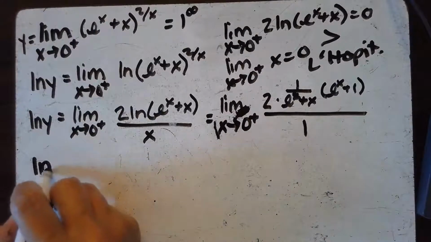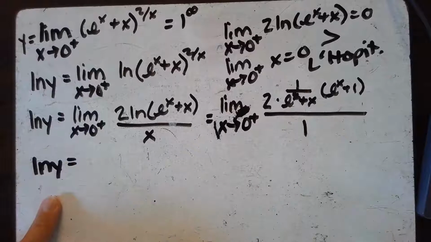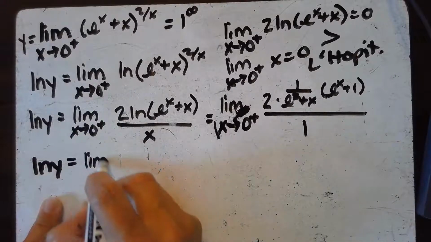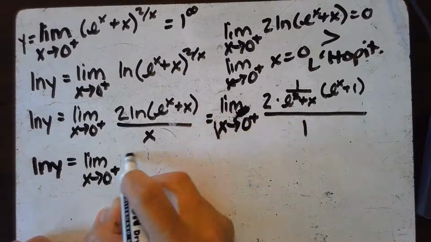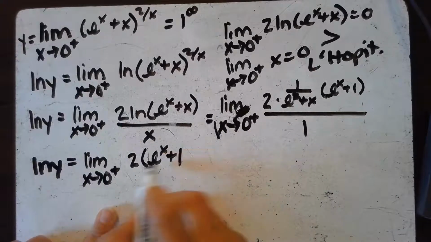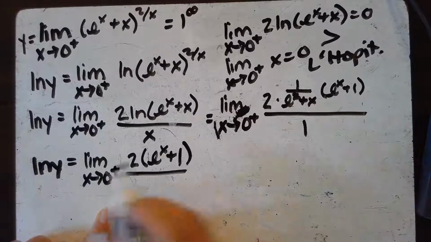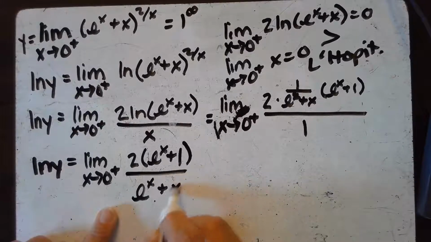So now remember, this is ln of y. I'm going to rewrite that. So this equals the limit as x approaches 0 from the right of 2 e to the x plus 1 over e to the x plus x.